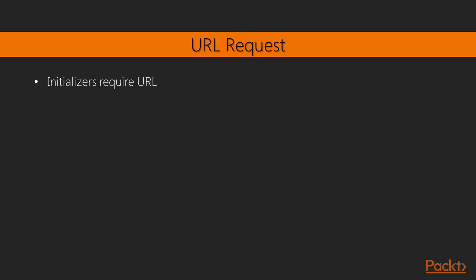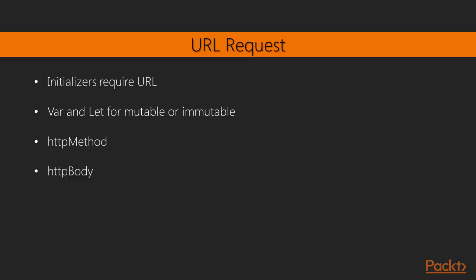URL request. It only has two initializers, and both of them require a URL object. They also follow the var and let rule, which makes them mutable or immutable. For setting its method, we have to use the property HTTP method. If it's not set, get is the default method. HTTP body is the content we're sending to the server. Remember that technically speaking, we could send binary data, like a picture. That's the reason this property is of type data. Finally, we could set the HTTP header variables with add value for HTTP header. This is very important when our server requires some advanced requests.